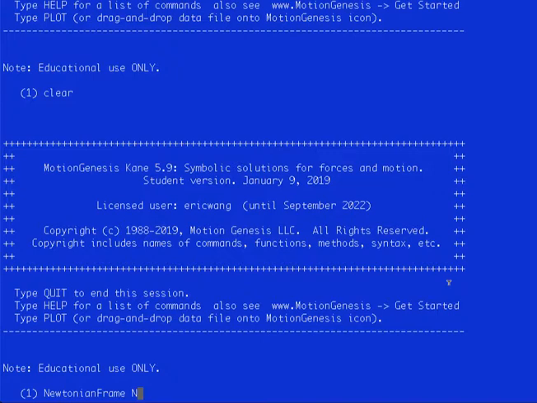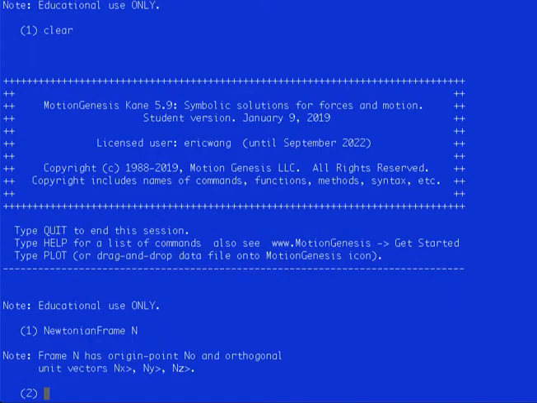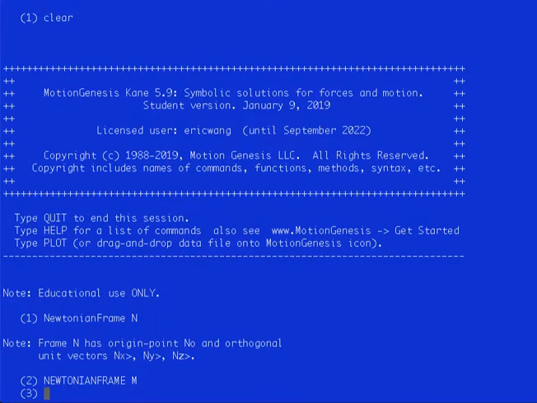So the first thing I'm going to do is define a Newtonian reference frame n. And again, just to clarify that nothing is case sensitive and you can have multiple Newtonian reference frames, I'm also going to declare a Newtonian reference frame using capitals, m. So I have n and m as Newtonian reference frames. Those are both non-accelerating reference frames. So they have origin points NO and MO, NX, NY, and NZ, and MX, MY, and MZ.